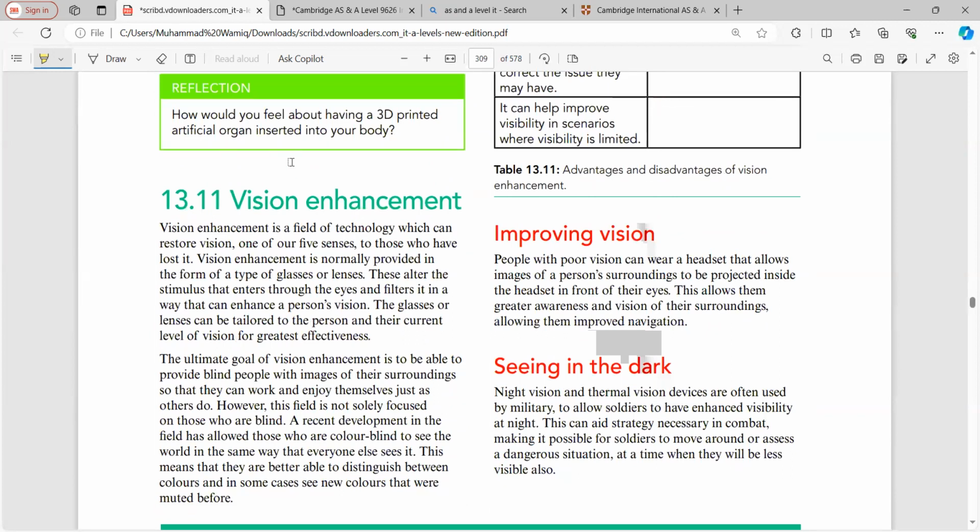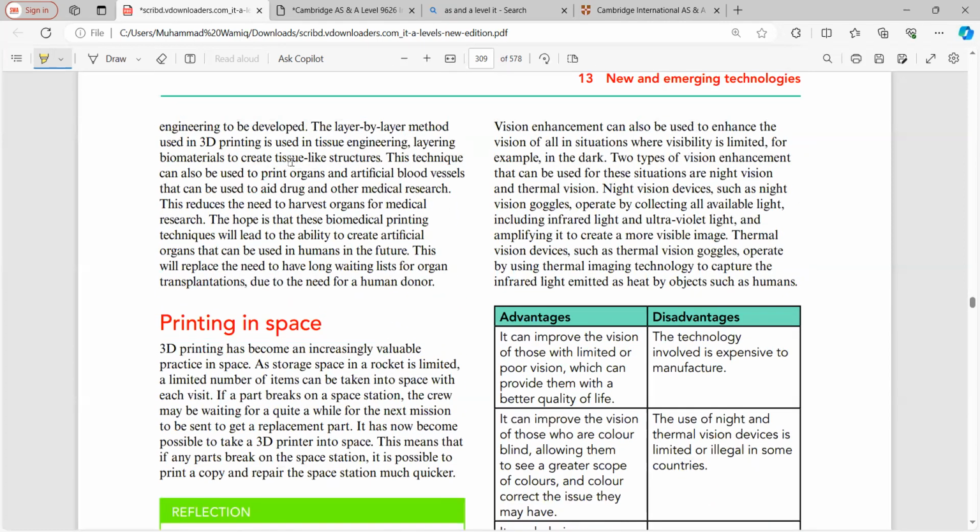So now let's discuss your vision enhancements. Vision enhancement is a field of technology which can restore vision, like one of our five senses, to those who have lost it. Vision enhancement is normally provided in the form of glasses or lenses that can stimulate the visuals entering through your human eyes and filter them into a person's vision. The ultimate goal of vision enhancement is to provide blind people with images of their surroundings so that they can work and enjoy themselves. This is one of the recent developments in this field to provide vision-impaired people with the capability to enhance their vision in all situations.